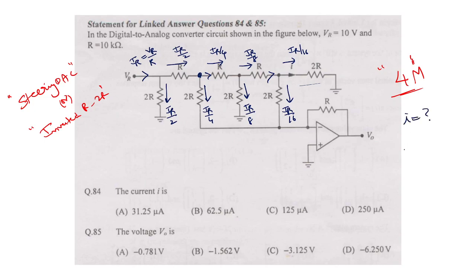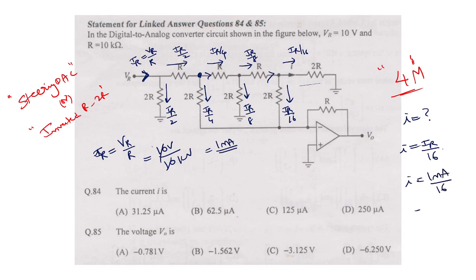I is IR by 16. So what is IR now? IR is nothing but VR by R, the initial current. VR is 10 volt, R is 10 kilo ohm, so the 10 gets cancelled, and this is 1 milliampere. So I is 1 milliampere divided by 16. This is around 1000 microampere divided by 16. How much is this? Is it 62.5?